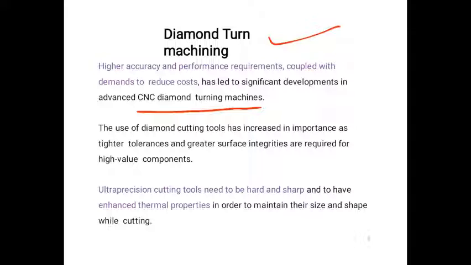Use of these cutting tools has increased in importance as tighter tolerance and greater surface quality are required for high value components. Now mostly it is used in the automobile and aerospace industries, where high accuracy is very important. Then next, the cutting tools need to be hard and sharp, and to have enhanced thermal properties, in order to maintain size and shape while cutting.